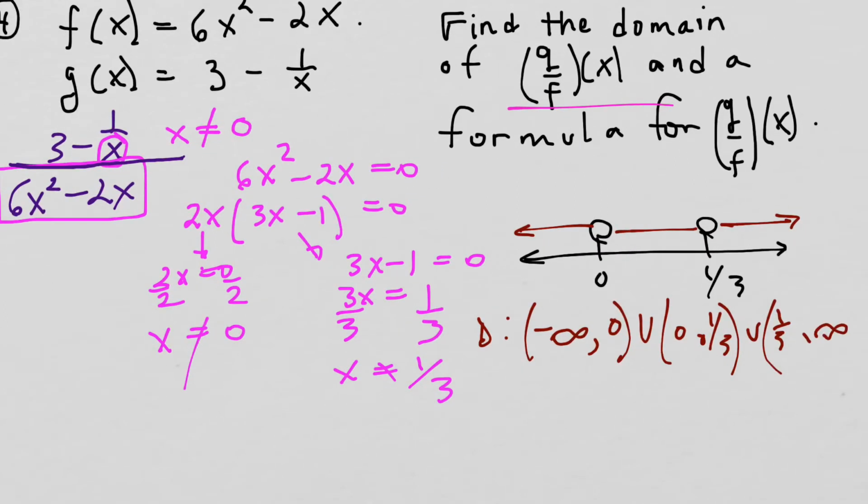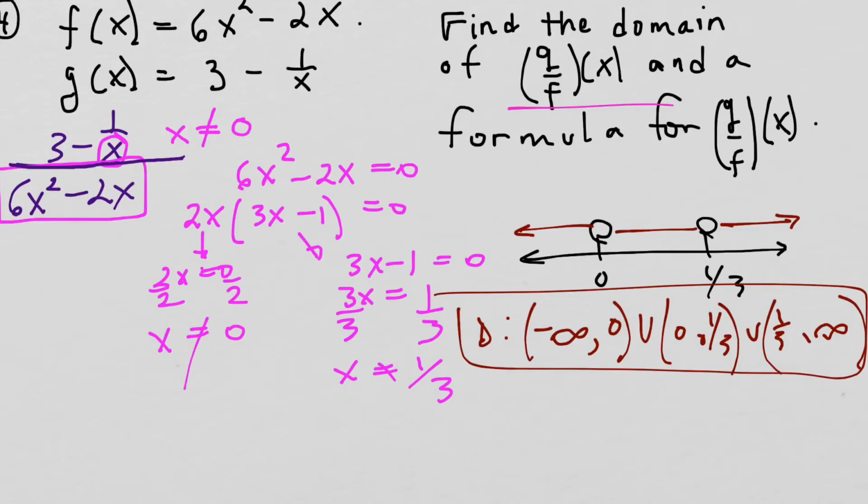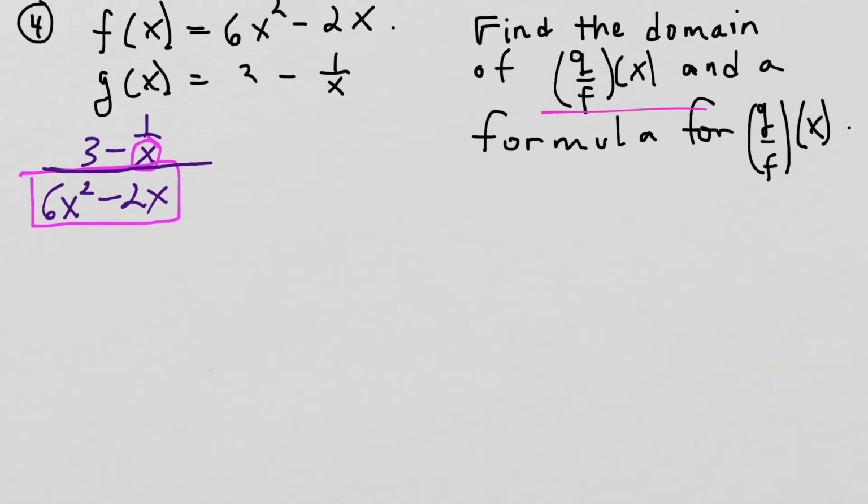All right, so that's my domain there. Okay, now the next thing we want to do is go back and fix our fraction. So I erased all that domain work. Now, what I have here is 3. Let's just rewrite this a minute. That's my numerator. That's my denominator.